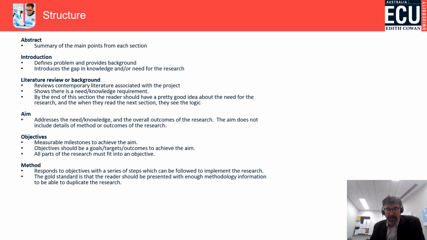Okay, then we get to our method. Our method is a series of steps which we're going to follow to achieve those objectives. And as I say there on the slide, the gold standard for this is that the reader should be given enough information about those steps to be able to do the work themselves. Now the chances are they're not going to do that, but it's just a test that you should apply to your method. Could the reader follow those steps and achieve the same outcome as I have? So try and make sure your method has that amount of detail in those steps.